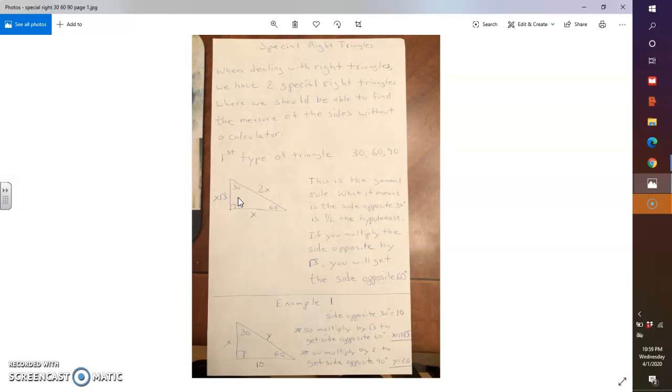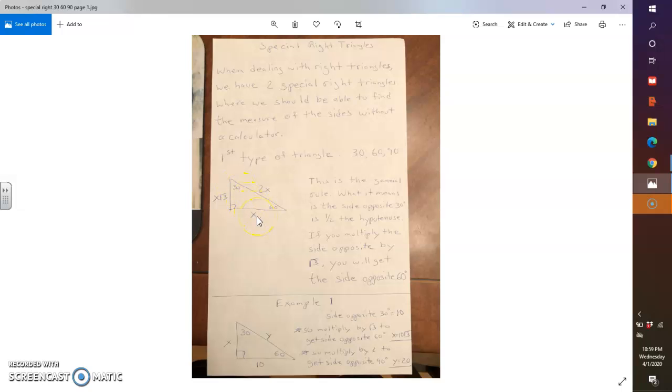45, 45, 90, which we'll learn next class is the other one. But why this is advantageous to us is we can find measures without having to use sine, cosine, tangent, and a calculator. But it only does work for these special right triangles. So in this case, if you're given a 30, a 60, and a 90 degree angle, the most important side is the one opposite 30. That's what we're going to base everything off of.